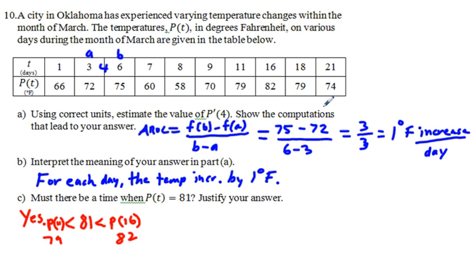And there's also another time, because between day 16 and day 18, we go from 82 down to 79. And so we could say, and, let's see, 81 is greater than P of 18 and less than P of 16.